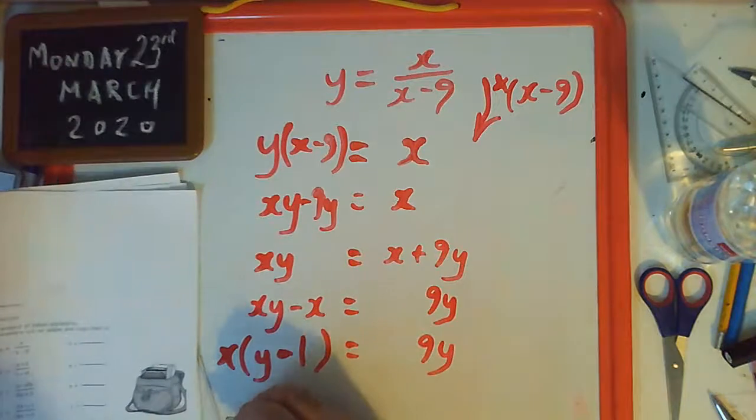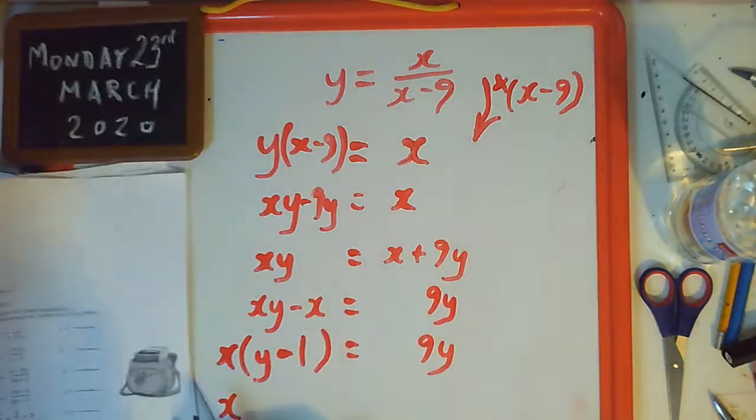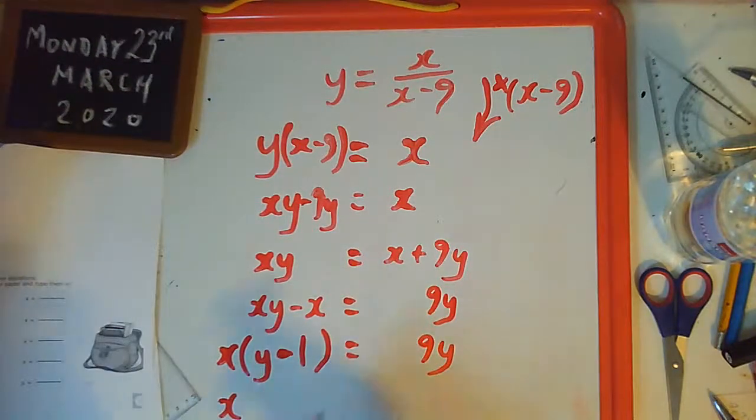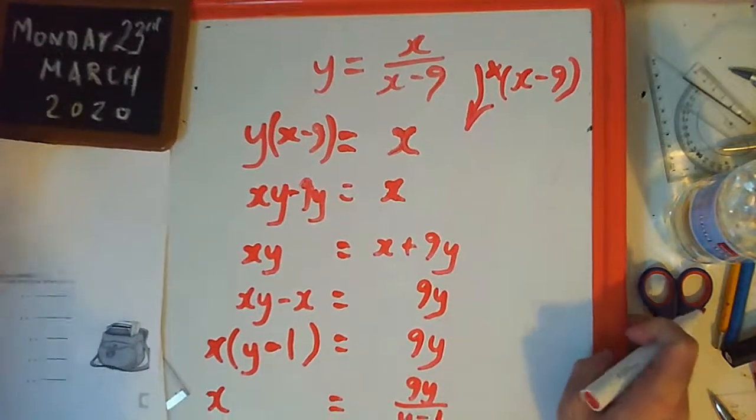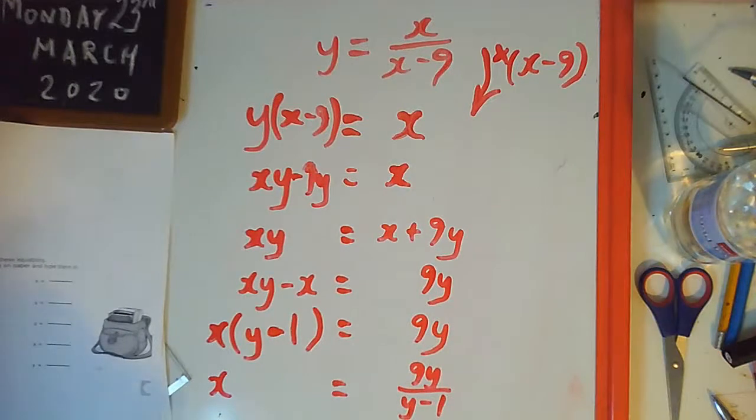And then I can just get the x bit on its own by dividing by that whole bracket. So x equals 9y, and then I'm dividing it by y minus 1. So that's my final answer. I've gone off the edge there, haven't I? So x equals 9y over y minus 1 is the final answer to that one.